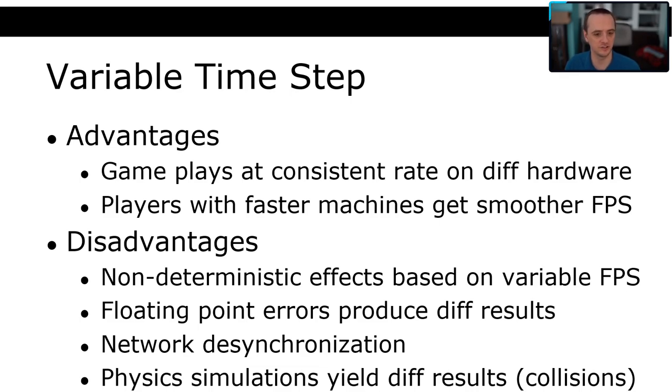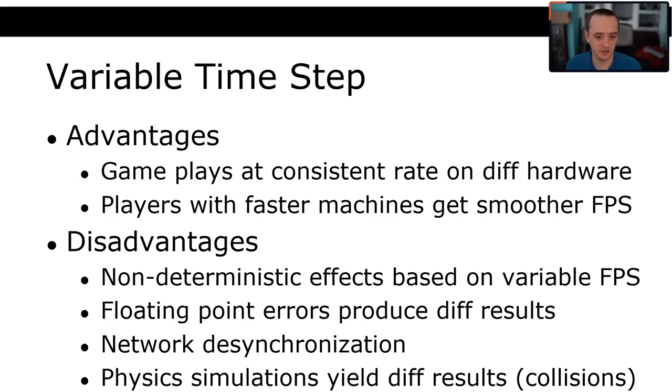Here are some disadvantages to this. You're going to have non-deterministic effects based on your variable FPS. So some people asked, wouldn't this mess up our physics and collision detection if elapsed had large discrepancies? Wouldn't that cause complications with hit recognition? Yes, yes, yes, yes, yes. All of those things, okay? Not only that, but floating point errors produce different results, okay? So, for example, I'll talk about floating point error in a second.